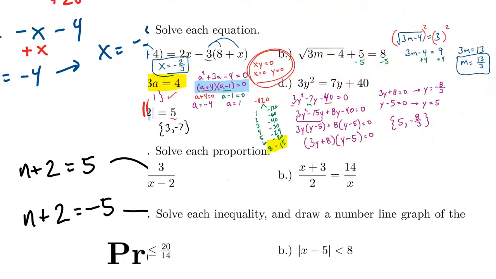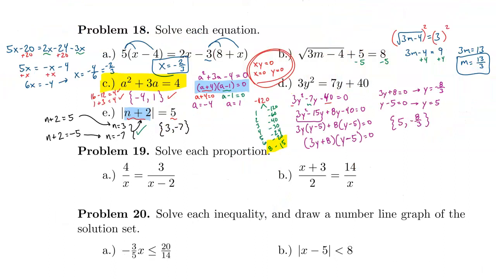So let me quickly summarize our solutions here. For part A, we have x equals negative 2/3. For part B, we have m equals 13/3. Part C has two solutions, negative 4 and positive 1. Part D also has two solutions, 5 and negative 8/3. And part E has two solutions as well, 3 and negative 7.